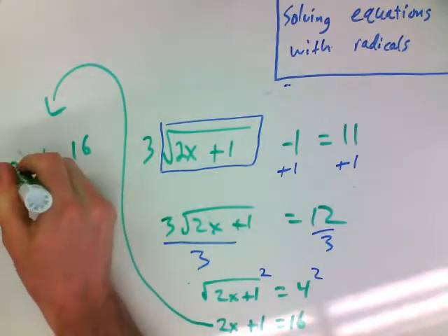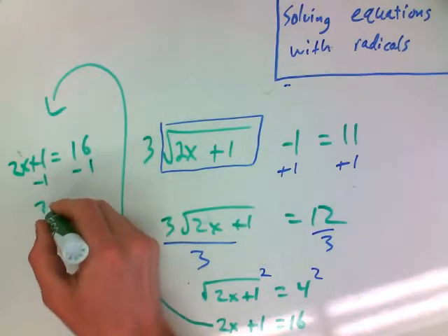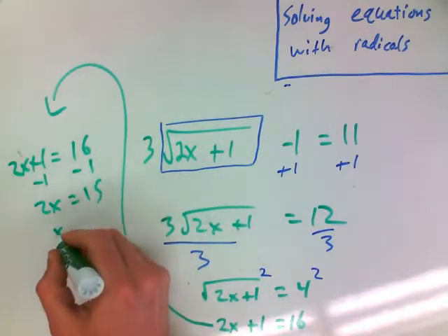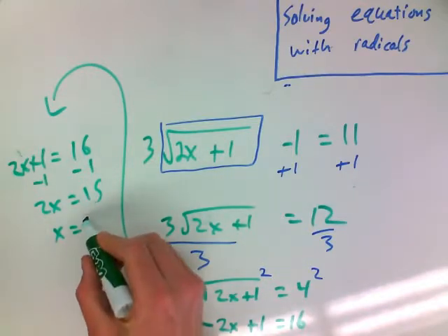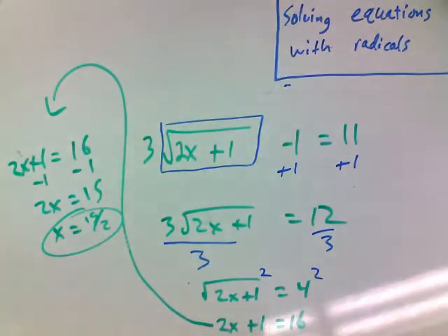And I'm off the side on that side. So I want to subtract 1 from both sides, and I get 2x equals 15. I'm going to divide both sides by 2, and I'm going to get x equals 15 halves, or 7.5, however you want to do it, right?